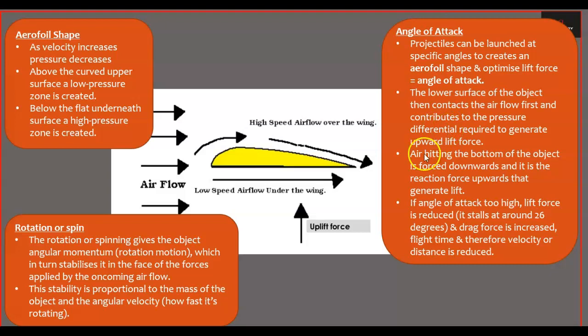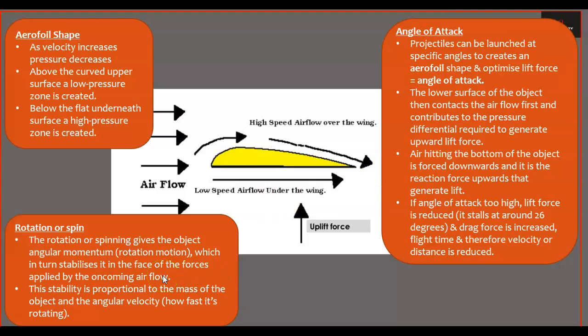All that means is that the pressure underneath the object is higher than the pressure above the object, causing that lift. Okay, so air hitting the bottom of the object is forced downwards, and it is the reaction force upwards that generates the lift. If the angle of attack is too high, lift force is reduced, and drag force is increased, affecting flight time and therefore velocity. Okay, so that could be around 26 degrees.